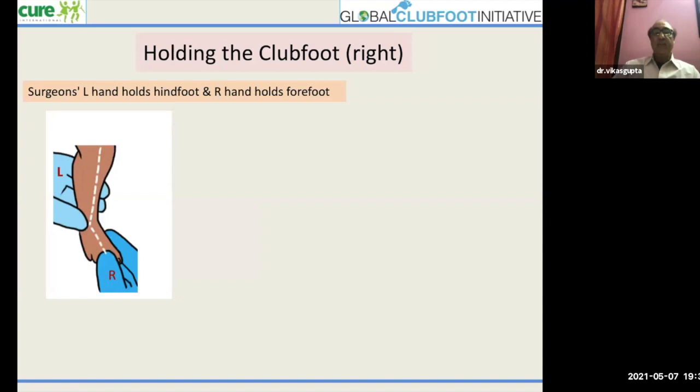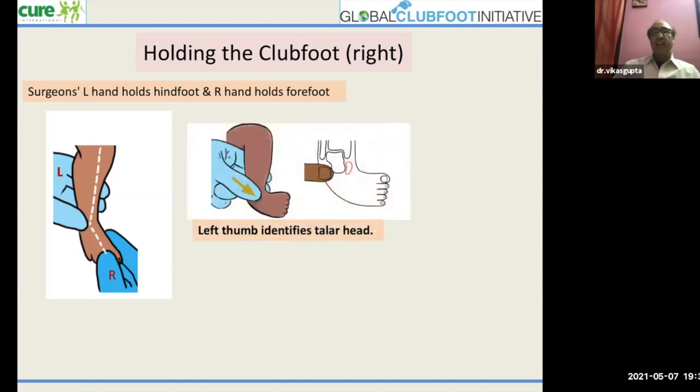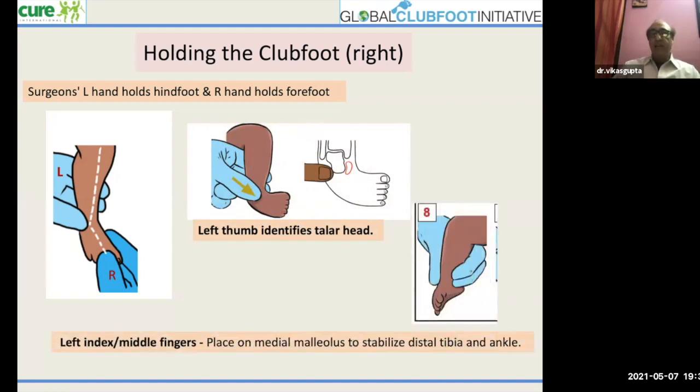The surgeon's left hand, especially the thumb, stabilizes the what? The head of the talus. And the right hand holds the forefoot. Let us see the positioning of the left hand. The left thumb identifies the talar head. And the left index and middle fingers stabilize the medial malleolus so as to stabilize the distal tibia and the ankle joint. So this was for the right foot. He is holding the talar head with the left hand.